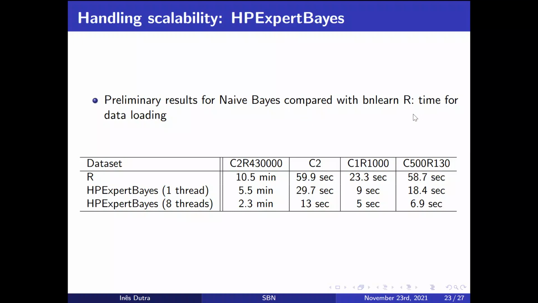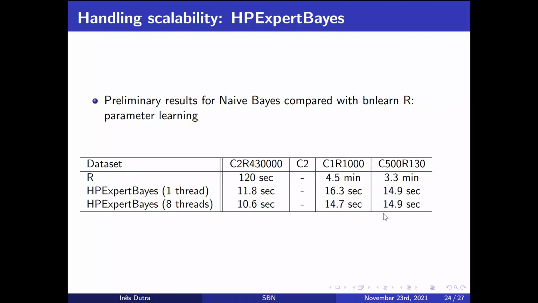And this is the time for data loading. For data loading, R takes 10.5 minutes for the first data set, 59.9 seconds for the second one, 23.3 seconds for the third one, 58.7 for the last one, and high performance ExpertBayes with 8 threads can reduce this quite a lot when loading the data. For parameter learning, we also have very good results compared with Bayesian learning in R.